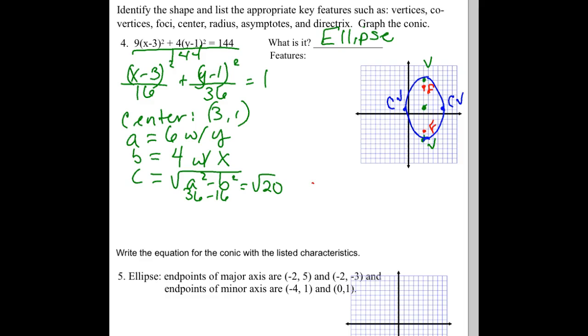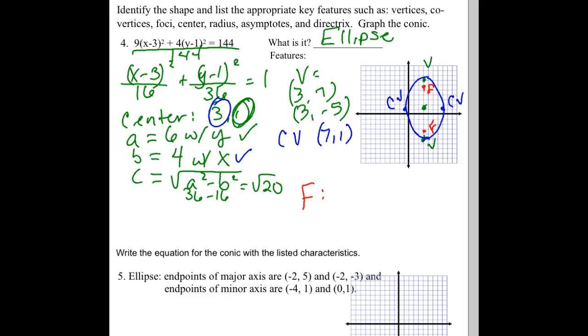All right, so let's figure out coordinates for foci, vertices, and covertices. We can start with vertices. We went 6 in the y direction, which means we're going to change the y coordinate, right? So adding 6 gets me 3, 7, subtracting 6 gets me 3, -5. Covertices, we are going 4 units in the x direction, which means we're going to change our x coordinate up and down by 4. Adding 4 gives me 7, 1, and subtracting 4 gives me -1, 1.